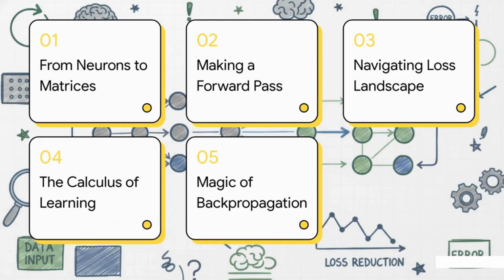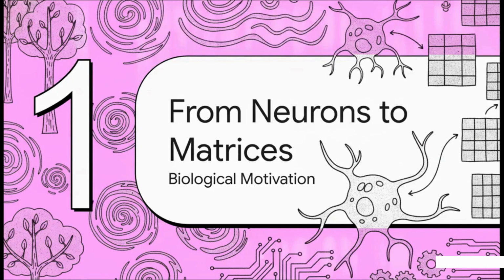Here's our roadmap for today. From neurons to matrices, making a forward pass, navigating the loss landscape, the calculus of learning, and finally, the magic of backpropagation. All right, let's jump straight into part one, from neurons to matrices.